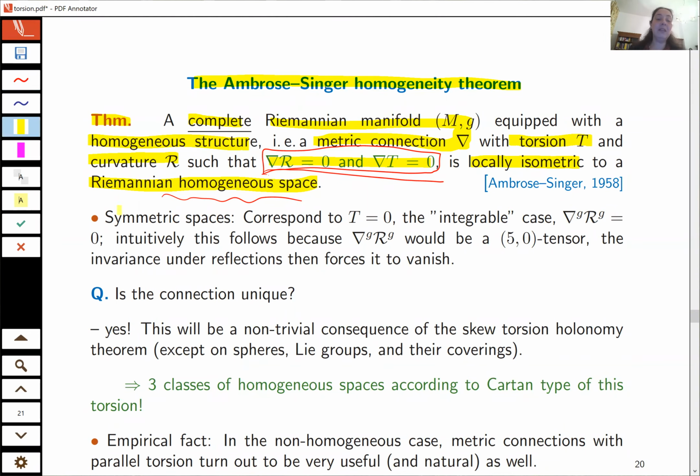Now let's have a look at the situation of symmetric spaces. A symmetric space in this approach would correspond to the situation of vanishing torsion, so what I would call the integrable case. Now if T is 0, then the second equation is trivial, and the first equation says that the curvature tensor is parallel for the Levi-Civita connection. And this is something we know. One possible approach to symmetric spaces is that these are manifolds where the Riemannian curvature tensor is parallel for the Levi-Civita connection.